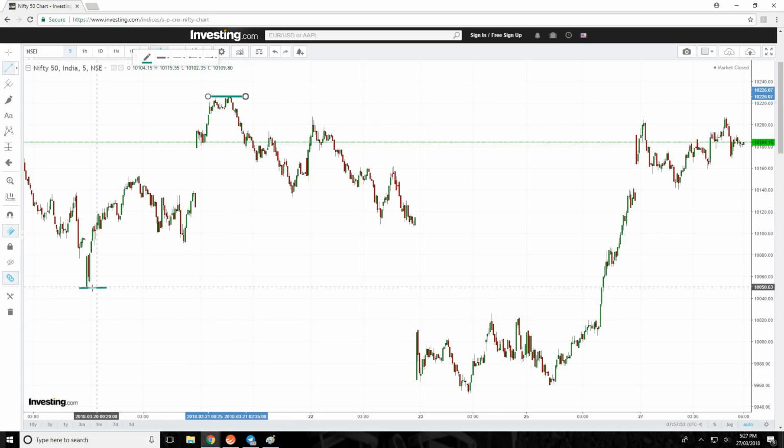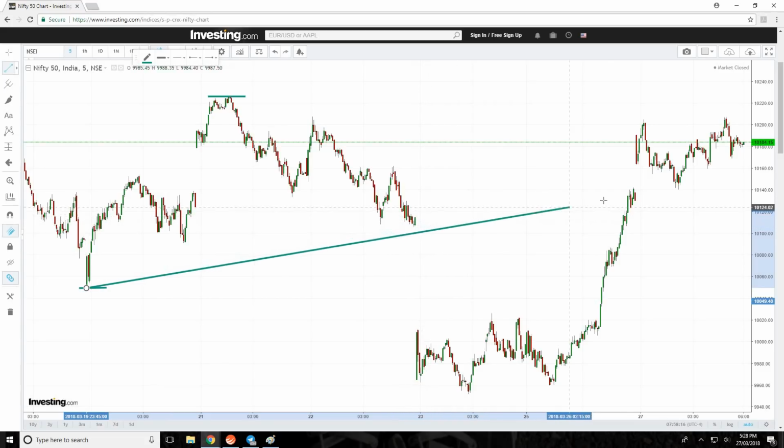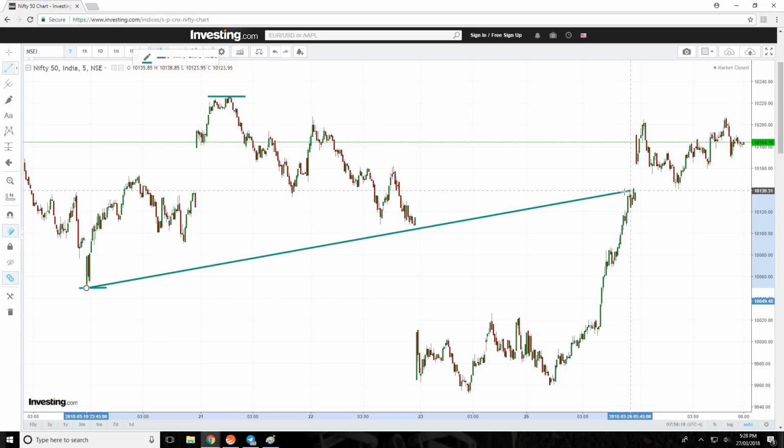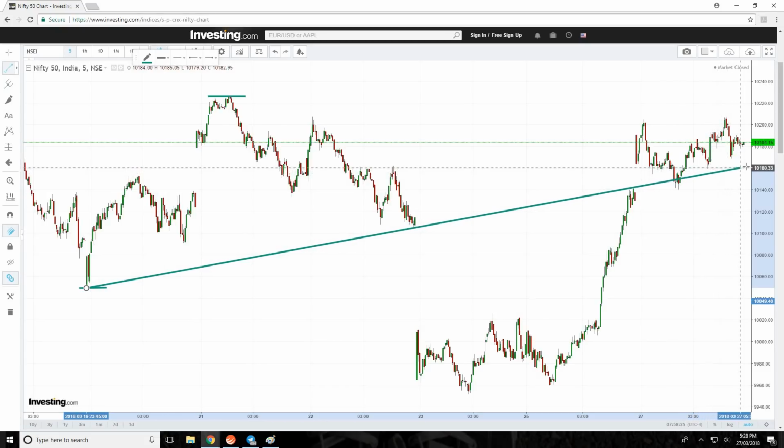So what I'm going to do is connect this point to this point. This is also a swing low, and you can see price has gapped down majorly from this level. So this also becomes a good resistance level, or you can even call it now a support level. And same here, yesterday's closing, where price gapped up from. So I'm going to connect these points.